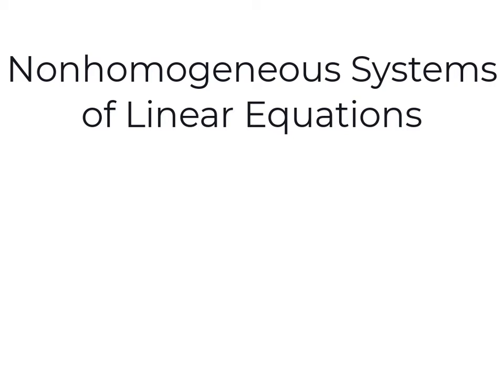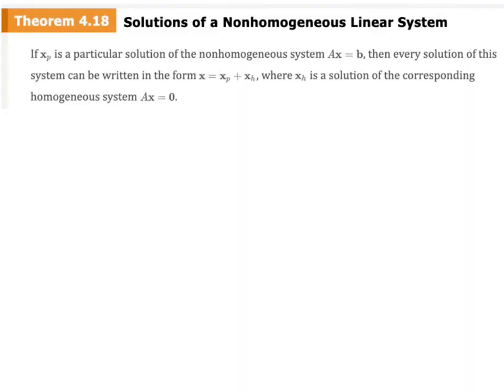Hi, welcome back. In this video, we're going to explore the solutions to a non-homogeneous system of linear equations. Let's start with a theorem. This theorem says that any solution to a non-homogeneous linear system can be expressed as a sum of some other solution, a particular solution to the non-homogeneous system, plus a solution to the corresponding homogeneous system, AX equals 0.